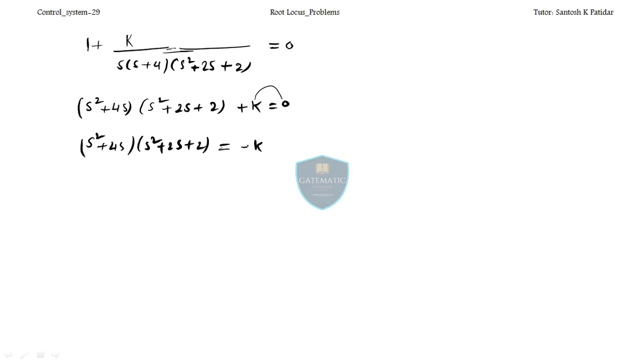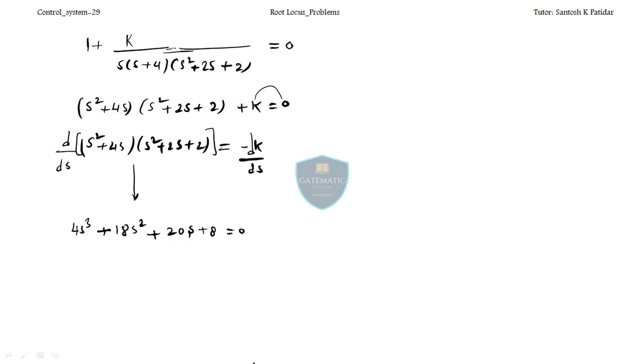Now you have to differentiate it, so dk by ds. Differentiation you can do easily. When you differentiate this equation, what you will get is 4s cubed plus 18s squared plus 20s plus 8 equal to 0.